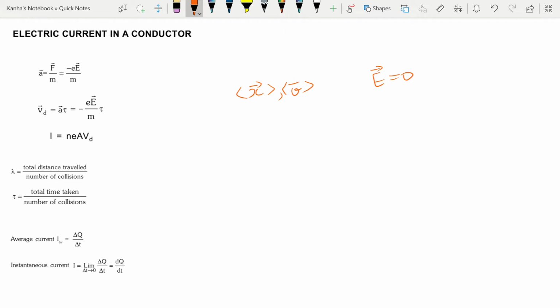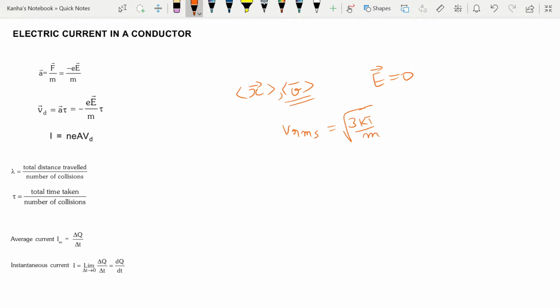Are the electrons not moving in the material at the time? No, that is not the case. The electrons are moving, but they are moving with their thermal speed, which is given by Vrms equal to root 3kT by m. And because this motion is haphazard and in all directions, when you take an average, it turns out to be zero.